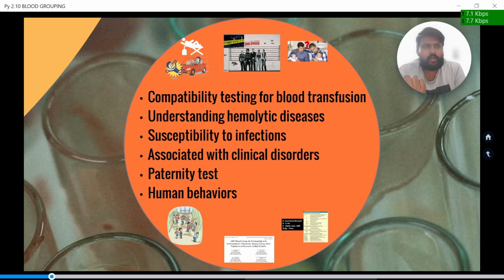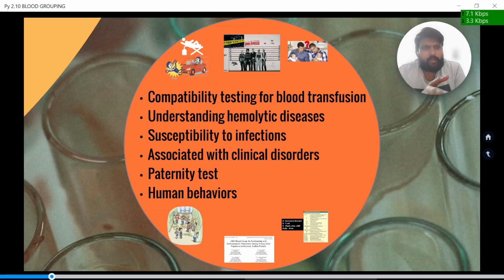Next is clinical disorders. As I told you, since your antigens are coded by chromosome 9, it has a genetic component to play, and they predispose to certain genetic conditions. And next is the paternity test. When there is going to be a legal case, where the father of the baby is unknown and you have two fathers claiming, you need to know whose baby it is. Then ABO testing may not be enough. It can narrow down, but it will not be definitely enough. So then you go for minor grouping like the MN system. The MN system will definitely help you in these paternity cases.